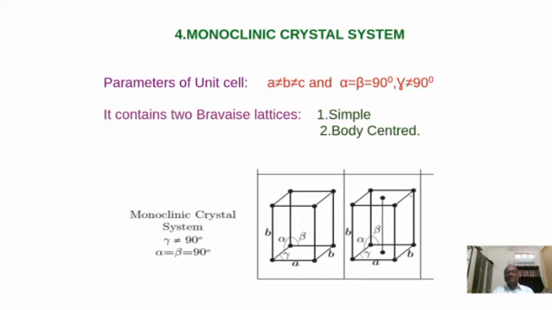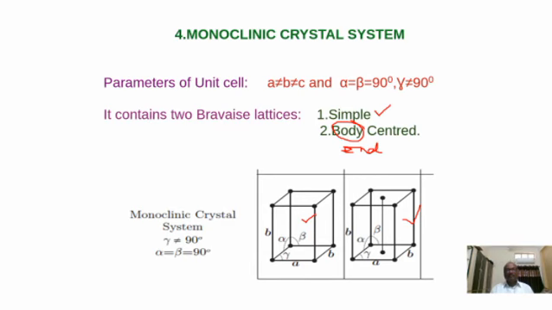Only two Bravais lattices. One is a simple system. This is wrongly spelled, sorry. This is not body centered. It will be end centered, we say. It is end centered, not body centered. Only two Bravais lattices are present. One is a simple or primitive unit cell. Second is the end centered. Here you can see very clearly end centered, whereas this is simple or primitive.